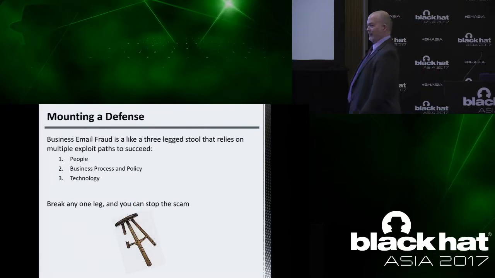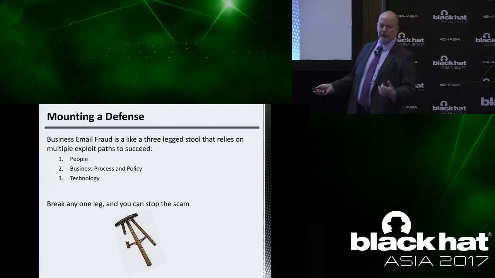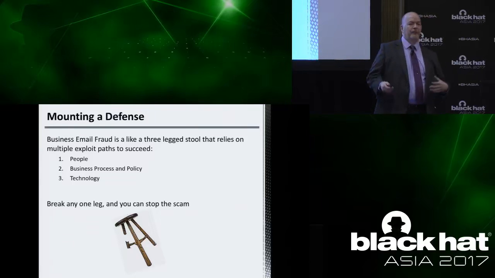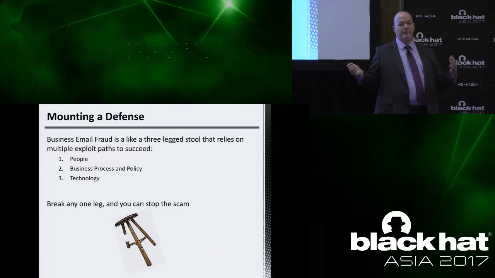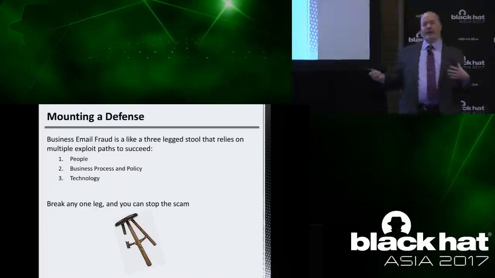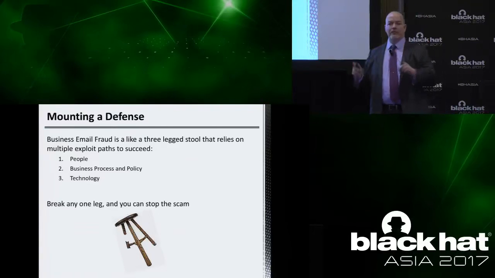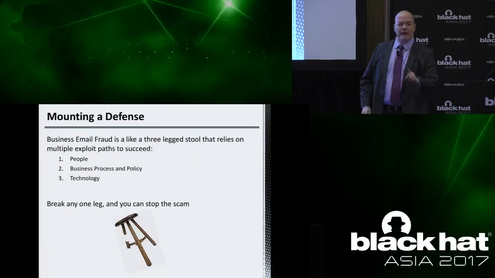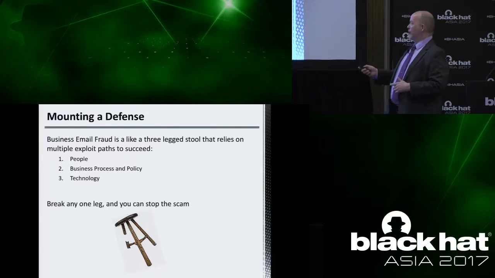So how do you stop this, or at least make it harder to be successful? Like a lot of attacks, this relies on three different things: your people, your business process, and your technology. If you can stop this attack with any one of those three things, the whole thing will fall apart. You don't have to do all of them right, just do one right all the time, or do a combination of these things right at different times, and you can stop this attack. So we'll take a look at each one.